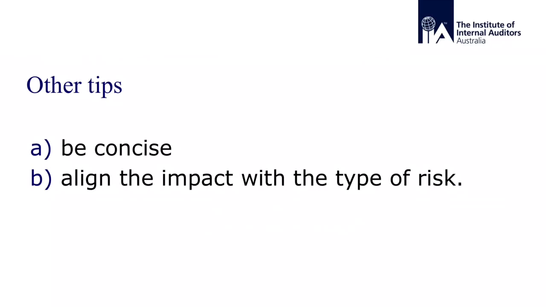Second, align the impact with the type of risk. If it's a strategic risk, then the impact should be described in terms of the impact on outcomes. If it's an operational risk, then the impact should be described in terms of the impact to inputs, processes, and/or outputs. Doing so will help ensure that the risk ownership is assigned at the appropriate level within the organisation.